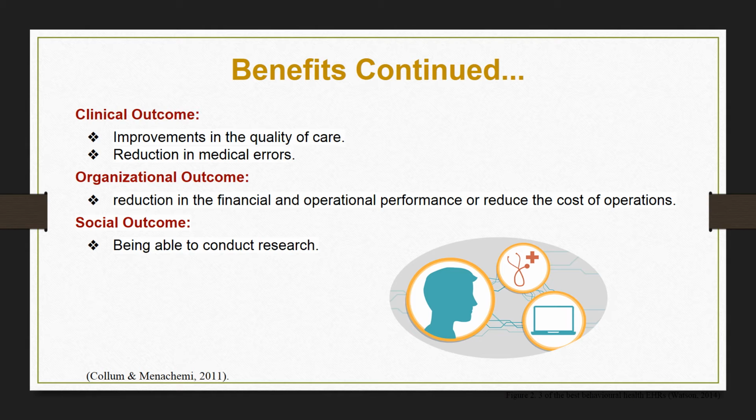Lastly, the societal outcome, and that means being able to conduct research. Having endless information would help researchers to conduct studies and focus on specific criteria that would suit their purposes. Needless to say, researchers can address their society's issues based on the public information that they get.